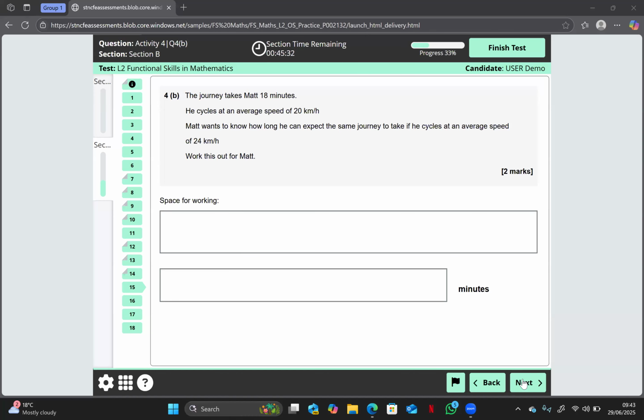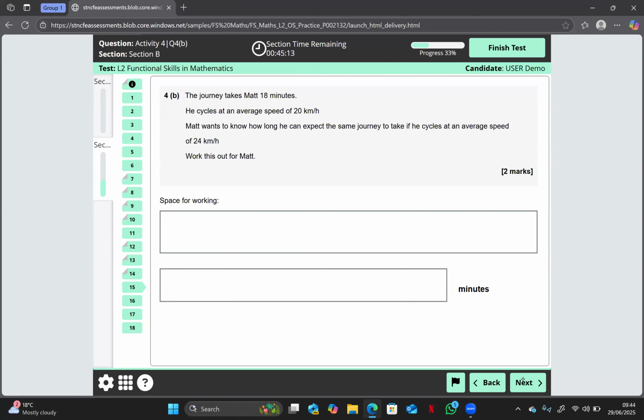Well, the journey takes Matt 18 minutes. He cycles at an average speed of 20 kilometers per hour. Matt wants to show how long he can expect the same journey to take if he cycles at an average speed of 24 kilometers per hour. So how long does it take?